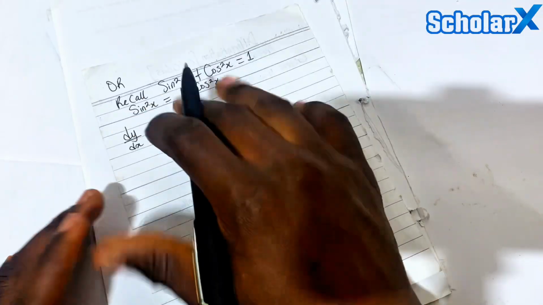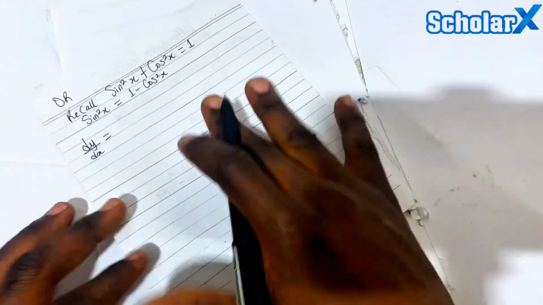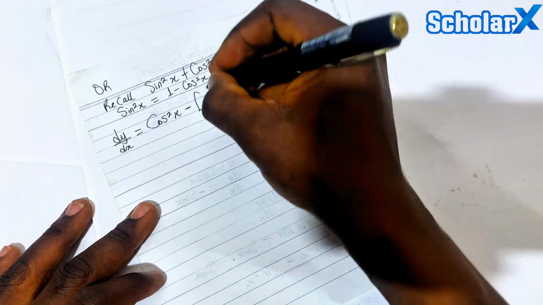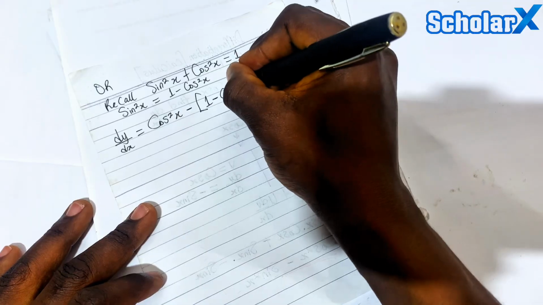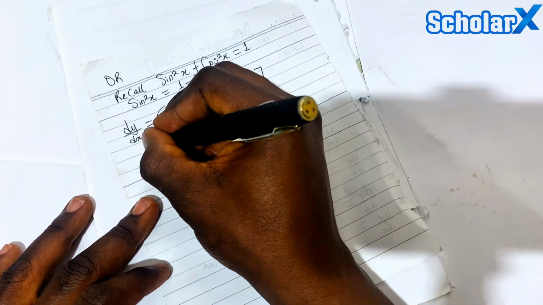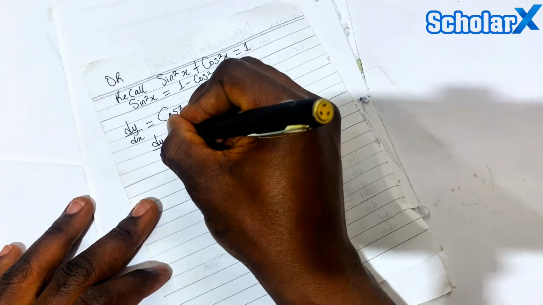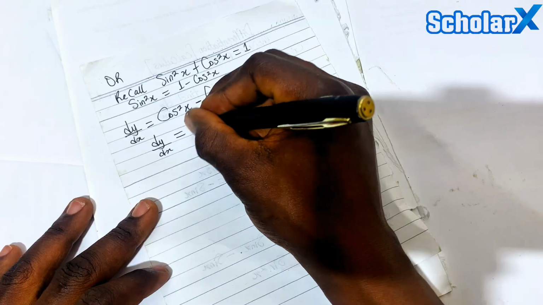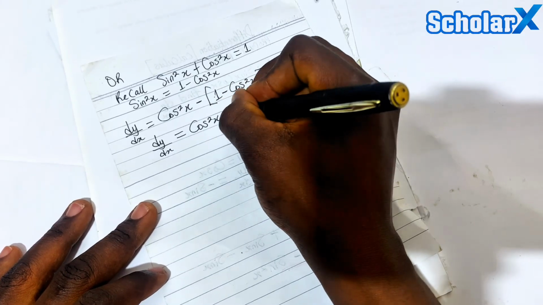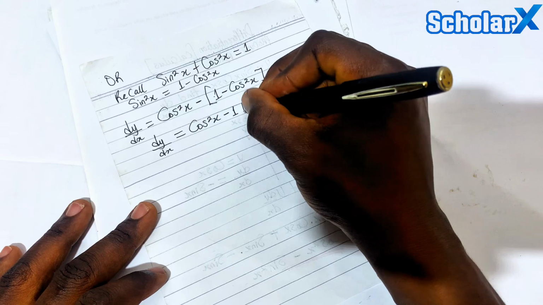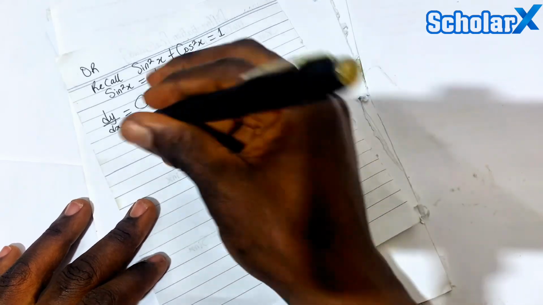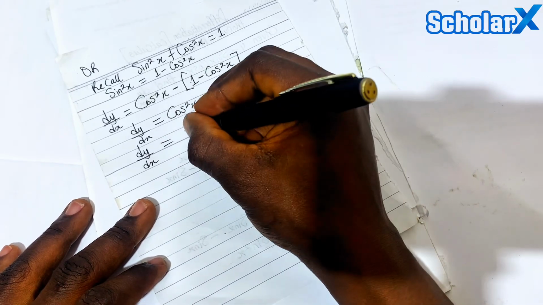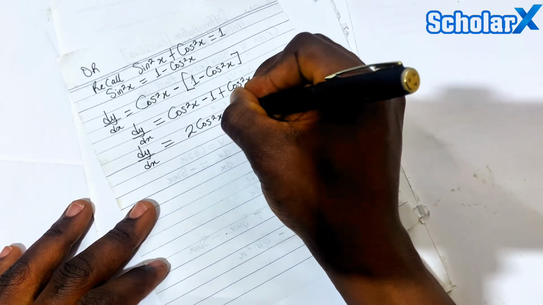So it becomes, putting this here, cos squared x minus, into brackets, 1 minus cos squared x. All right, so dy/dx is equal to, the minus comes in, cos squared x minus 1, and this minus with this minus gives plus cos squared x. So dy/dx is equal to, this plus this gives us 2 cos squared x minus 1.